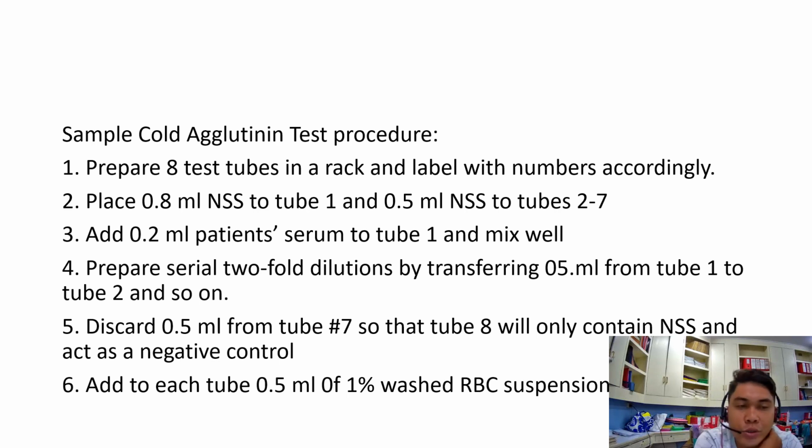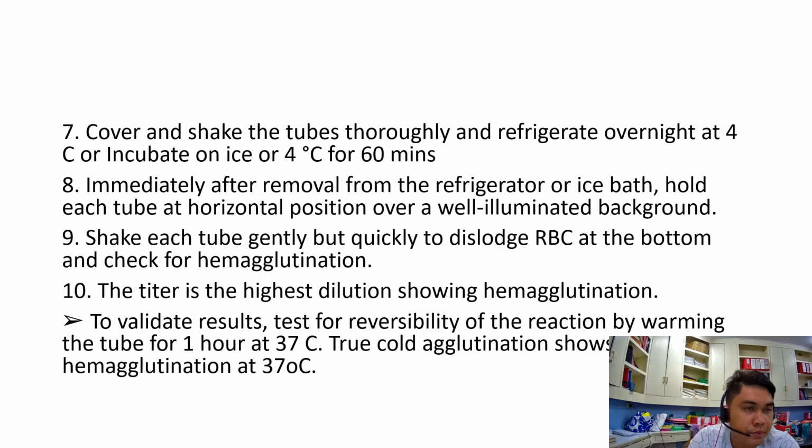Prepare serial two-fold dilutions by transferring 0.5 ml from tube 1 to tube 2 and so on. Discard. Add to each tube 0.5 ml washed RBC suspension. Cover. Shake the tube thoroughly and refrigerate overnight. Immediately after removal from the ice bath, hold each tube over a well-illuminated area. Shake each tube gently but quickly to dislodge the RBCs.